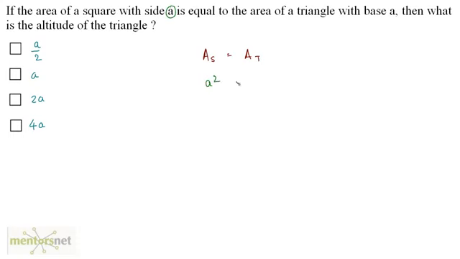So it is A square is equal to, what is the area of a triangle? Well, it is half into base into height. We have been given the base as A. So half times A times, let the altitude or the height of the triangle be H. So this A and one of this A gets cancelled out. What we have here is A is equal to 1 by 2 H. So therefore height is equal to twice of A. So option C is the correct answer.